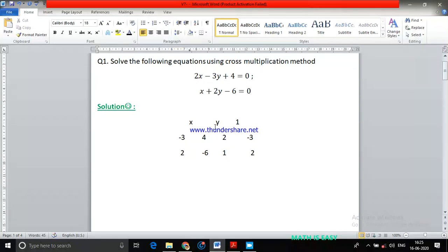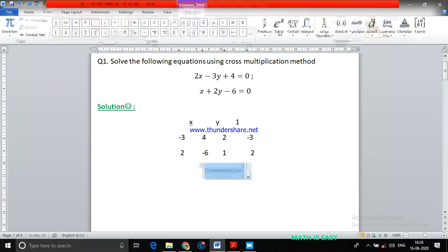So I have to write first x, y, and 1. Then I put the y coefficient minus 3 of the first equation, and in the second line the y coefficient of the second equation, then the constant terms 4 and minus 6, then the x coefficients 2 and 1, then again the y coefficients minus 3 and 2. So the start of the arrangement and the end of it have the same numbers, both are the y coefficients, minus 3, 2 and minus 3, 2. Okay, so this is how you arrange them.